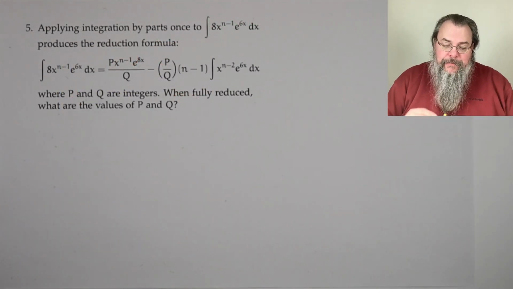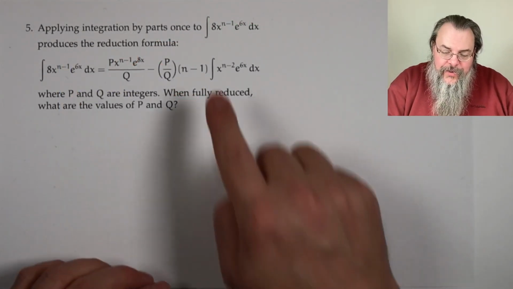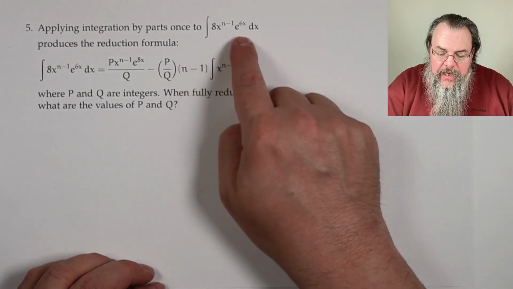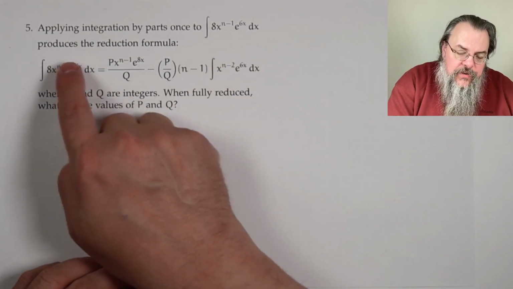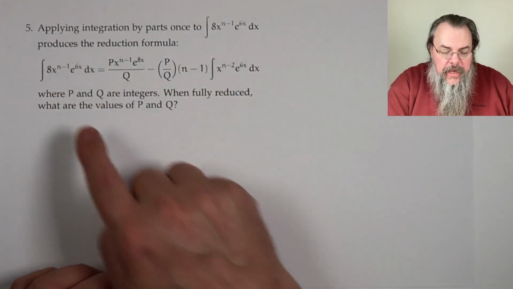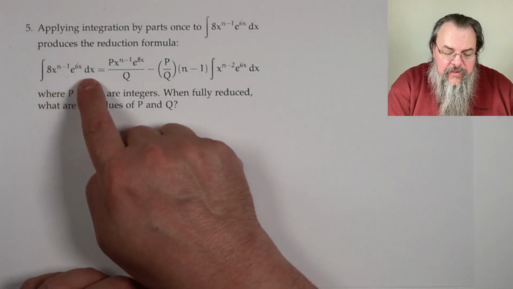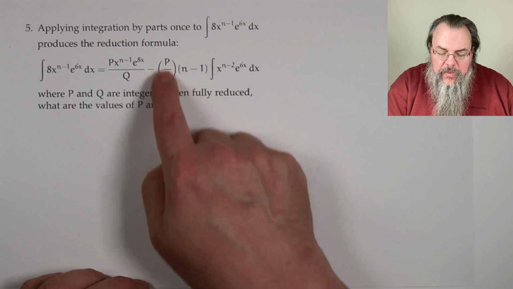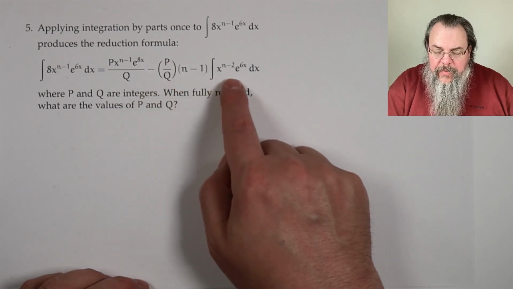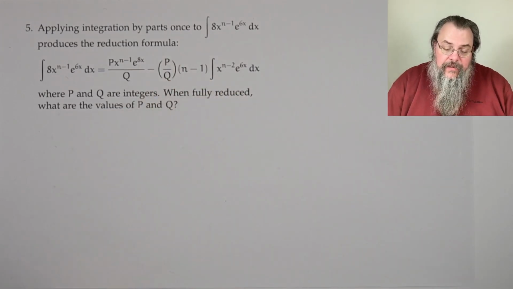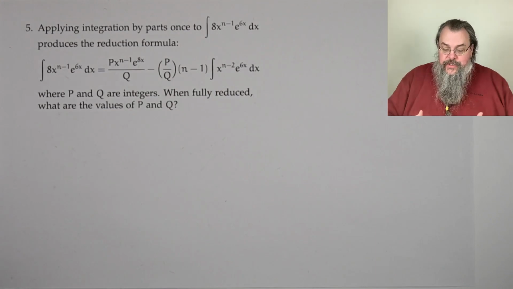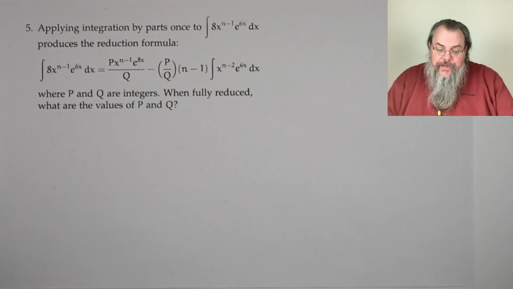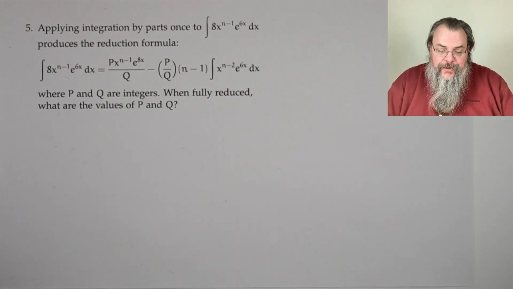Applying integration by parts once to the integral 8x to the n minus 1 e to the 6x dx produces the reduction formula: the integral of 8x to the n minus 1 e to the 6x dx is px to the n minus 1 e to the 8x over q minus p over q times n minus 1 times the integral of x to the n minus 2 e to the 6x dx, where p and q are integers. When fully reduced, what are the values of p and q?